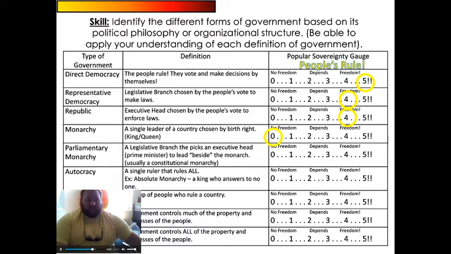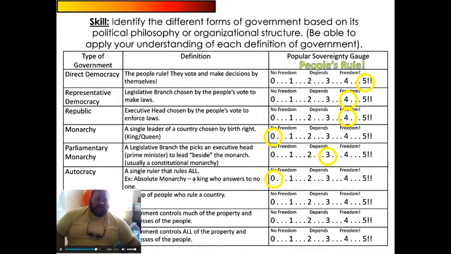The parliamentary monarchy. In a parliamentary monarchy, the legislative branch has taken over the power, and the king or queen sits simply as a ceremonial piece, not really a ruler. So this is a three because the executive branch is picked by the legislative branch, so there's really no separation between the legislative and the executive branch. However, the king or queen has very little power, mostly in ceremonial purposes.